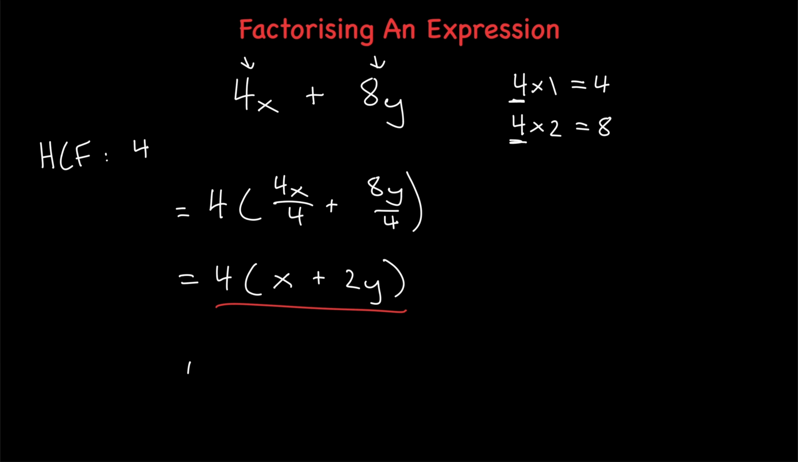So 4 times x is 4x, plus 4 times 2y, which is 8y. And so because this expression, the factorized form, is the same as the original, we can confirm that this here is the correct factorization.